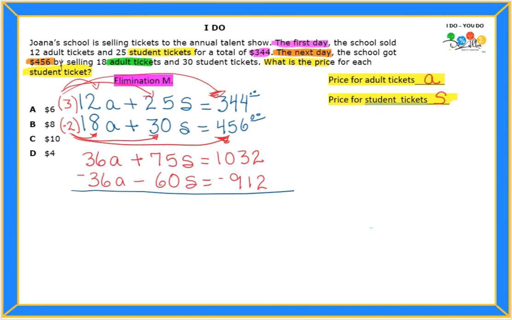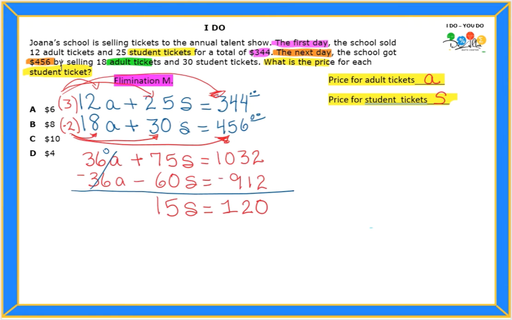now I'm going to use the elimination method because I can see that 36a minus 36a is going to cancel. It becomes a 0, right? So that's the way that I use the elimination method. Now 75 minus 60 is going to give me a 15s, and 1032 minus 912 is 120.